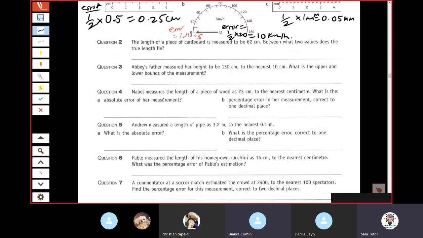So we've got a question here. It says the length of a piece of cardboard is measured to be 62 centimeters. If I'm saying it's 62 centimeters, that means I'm technically going up by 1 centimeter. So it's half of 1 centimeter, which becomes 0.5 of a centimeter. That's my error. Between what two values does the true length lie? Therefore, it can be between 61.5 and 62.5.